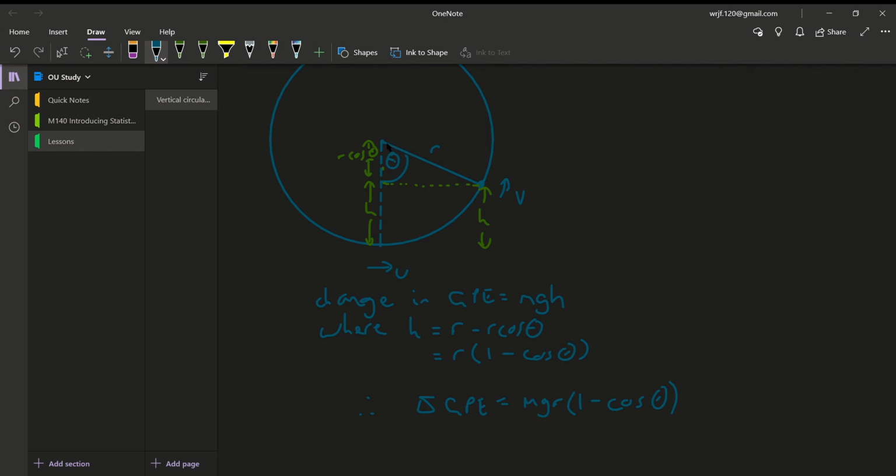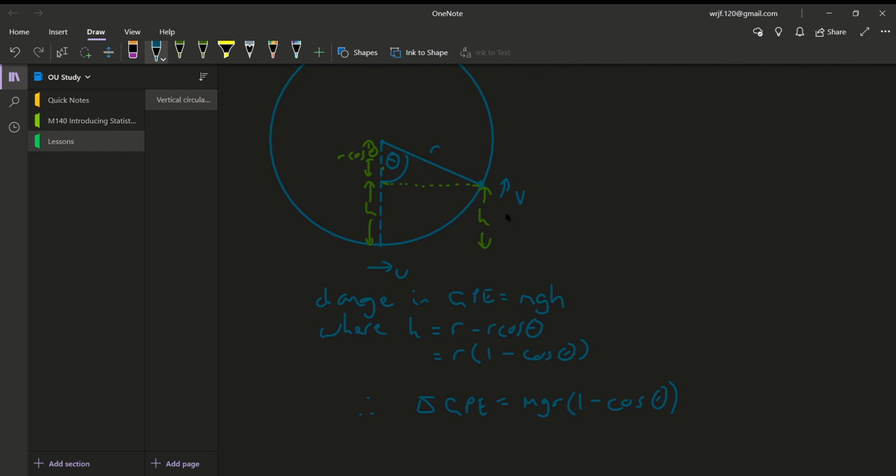When we are at the midpoint, the halfway point, so the particle is level with the centre of the circle, theta is 90 degrees there. And of course, cos 90 is 0. So we've got 1 minus 0 in the bracket, giving us just 1. So the change in gravitational potential energy is just mgr, with the change of height of the full radius.